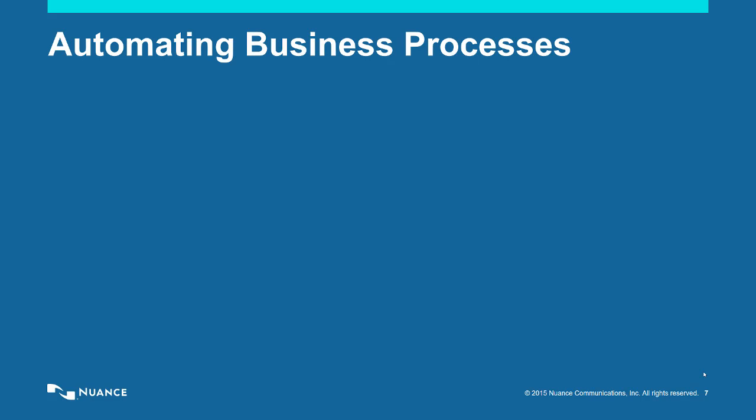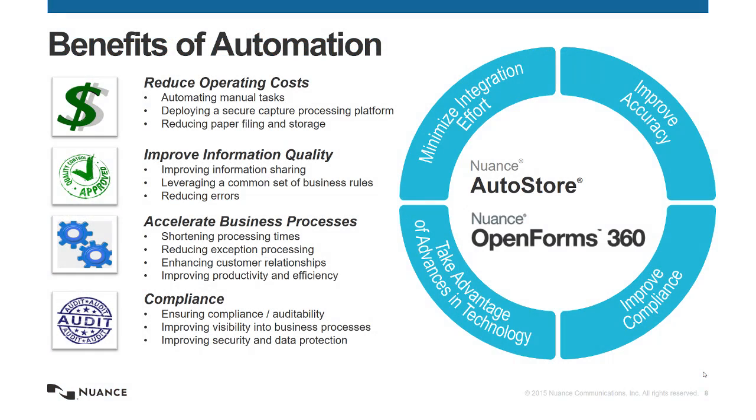These pain points can be addressed by automating business processes, enabling a business to function more efficiently. The benefits of automation are quite straightforward. By using automation, a company can reduce the operating costs. They're automating manual tasks, reducing the need for rekeying data into multiple systems, deploying it via a secure capture processing platform, which also reduces the paper filing and storage requirements, as the information is stored securely as digital images.